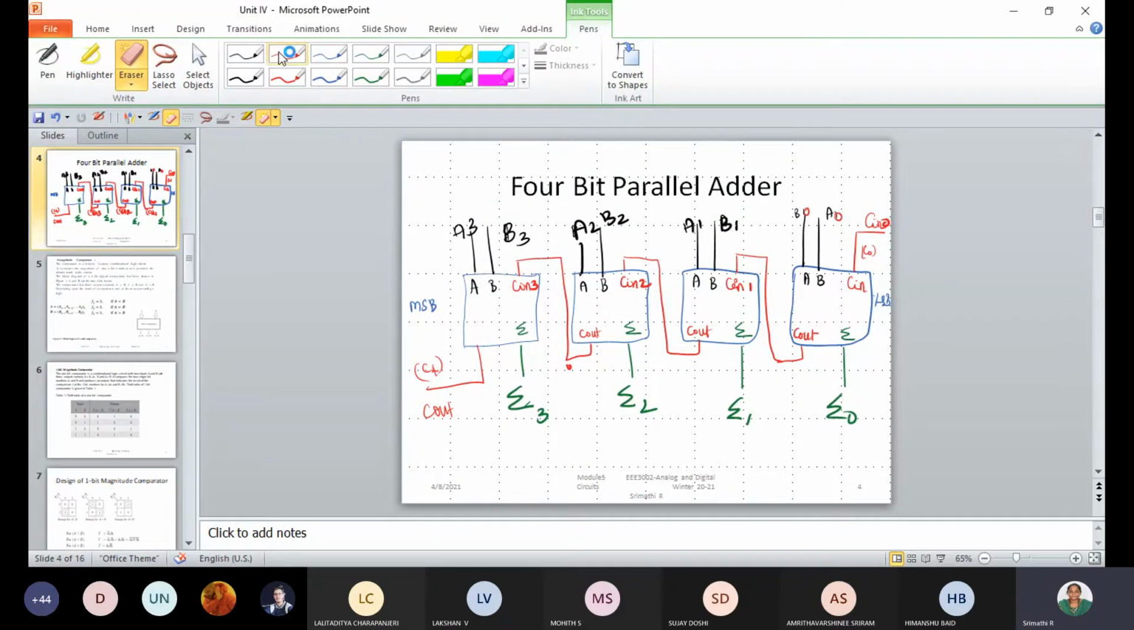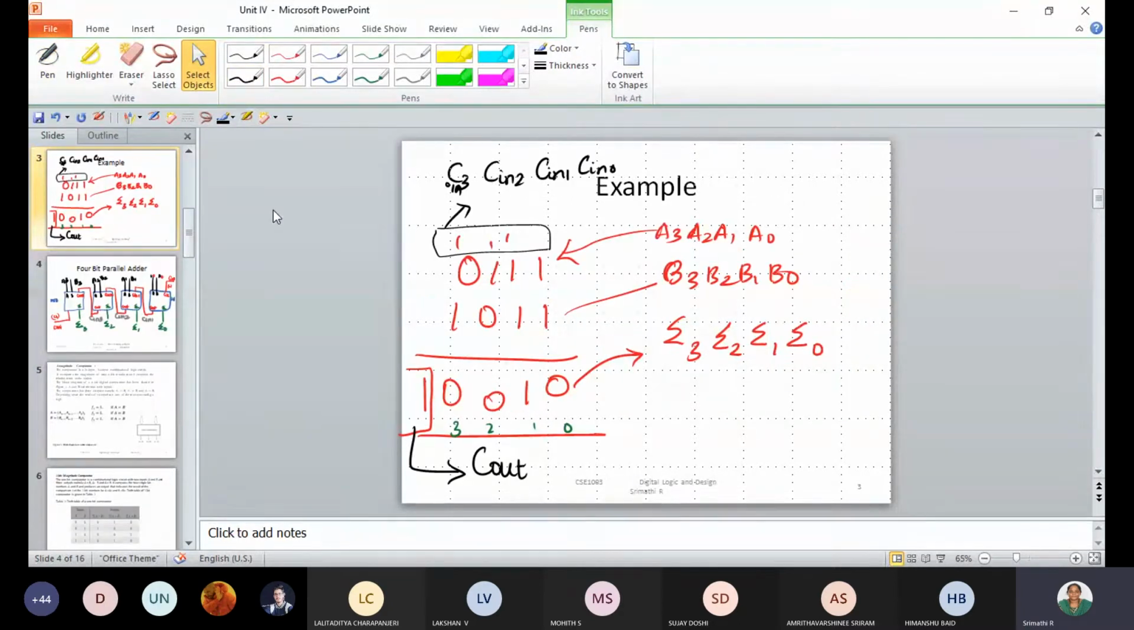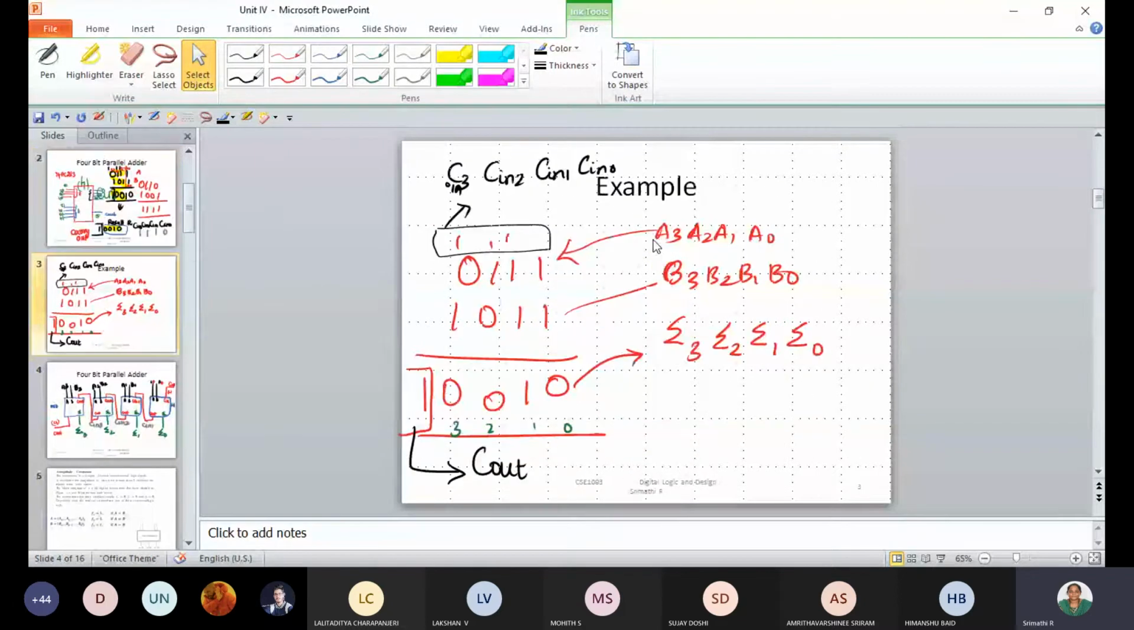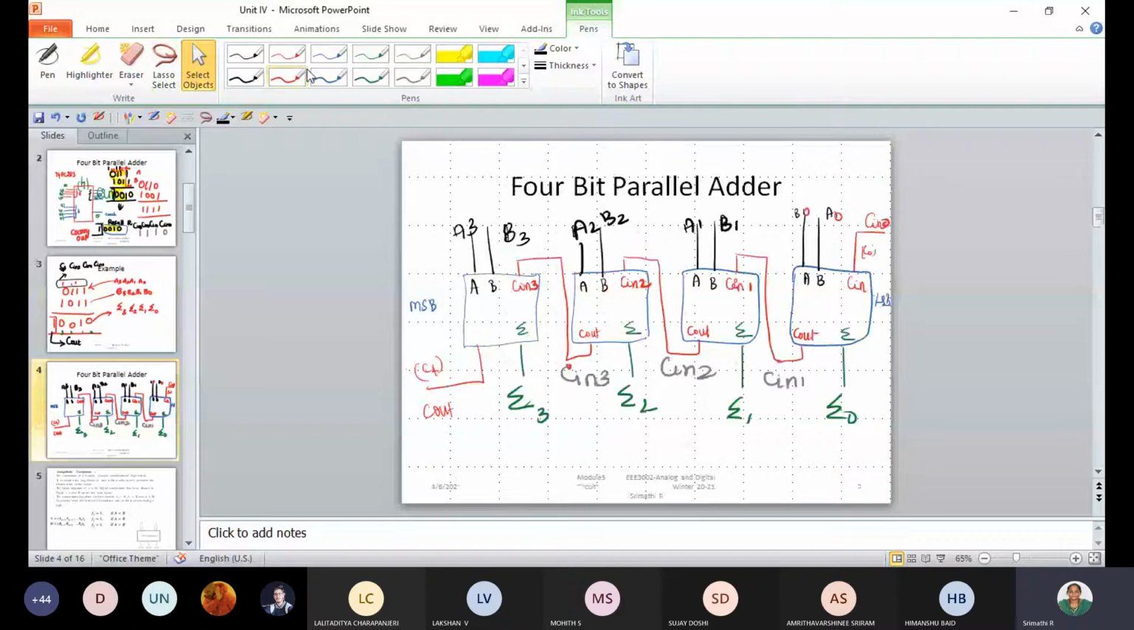For us, according to the example, we know A naught and B naught is 1 and 1, whereas the carry in is 0. So sum is 0 and carry is 1. Then 1 1 1, and this is 1 again, whereas A2 is 1 0.